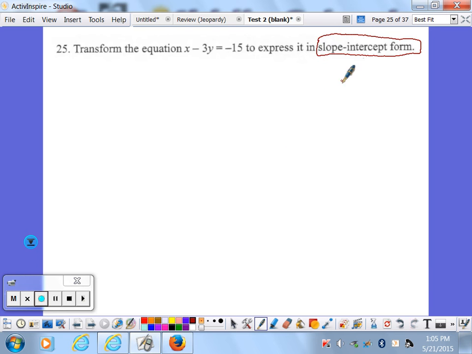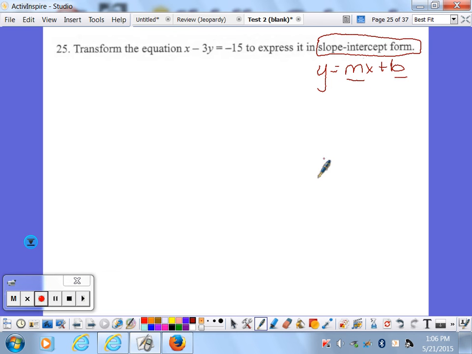And when we see this, or whenever we talk about the equation of a line, we must be thinking of y equals mx plus b. Remember, we call this slope-intercept form because in this form we can come up with the slope and the y-intercept.